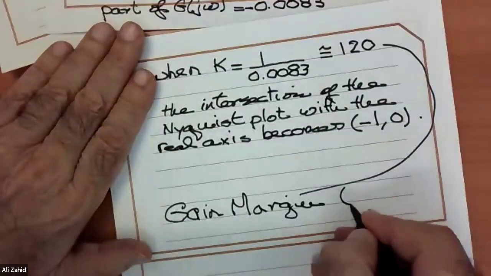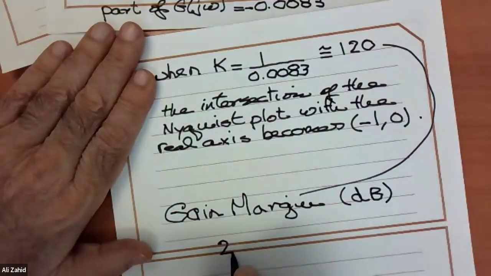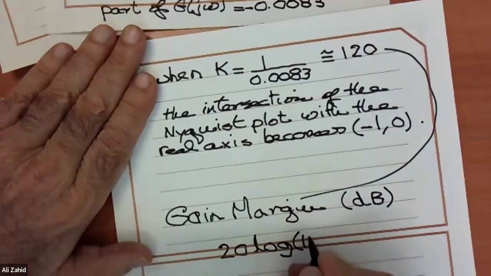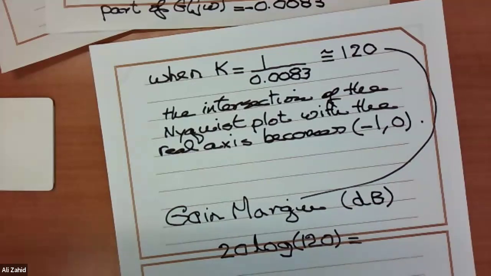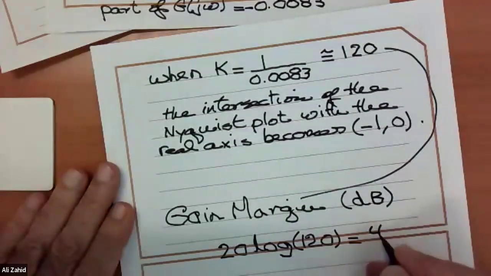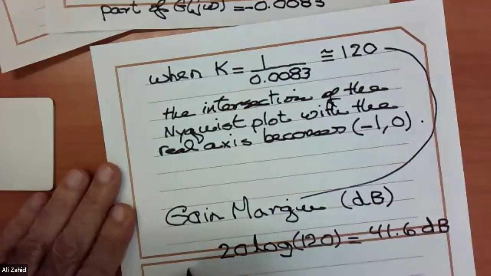And what do I say? Now, this one is specified in what? dB, which means what? You need to take 20 log 120. I don't have a calculator with me. What happened to my calculator? Does anybody have a calculator? I can do it. No, I got it. 20 times log 120. 41.6. 41.6 dB.